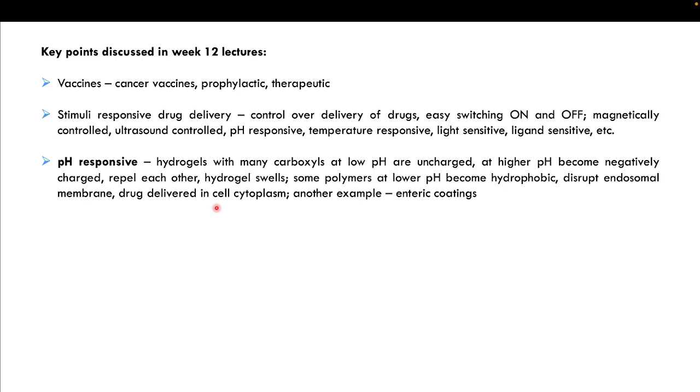Another example could be, let's say there are some polymers which, as I said, have a lot of carboxylic groups. So if you make a drug delivery system out of such polymers which have many carboxylic groups, at lower pH, as I said, they'll be uncharged. So what happens at higher pH? They will become negatively charged. So let's say you make a hydrogel out of this polymer, and because now they are at lower pH, your COOH groups are protonated and they are uncharged.